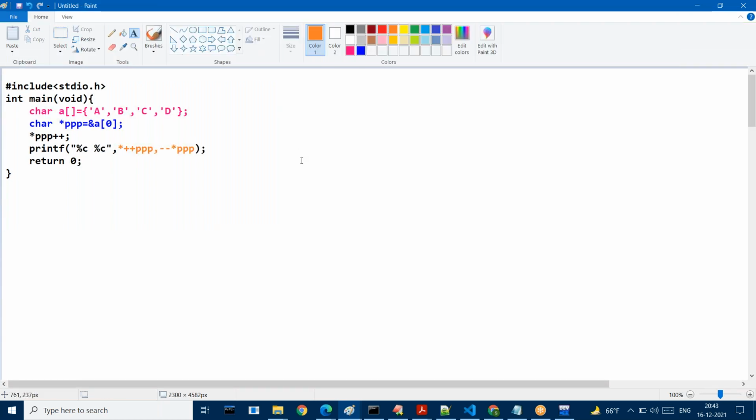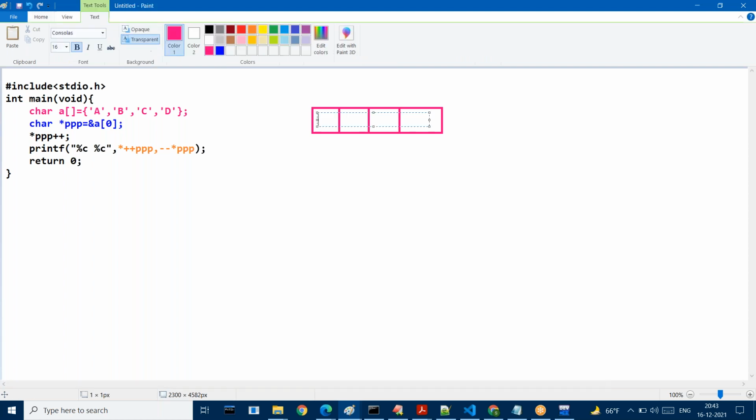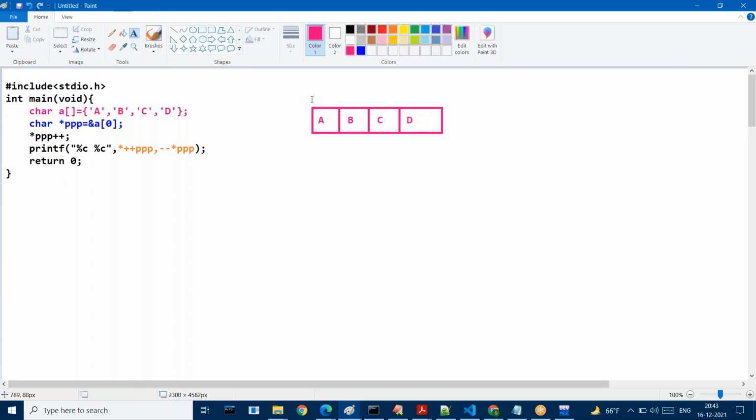Now let us see what is going to happen here. In the first line, one character array got created. For this character array, how many cells are there? 4 cells are there: 1, 2, 3, 4. So what is the content of the character array? The contents are A, B, C, D.